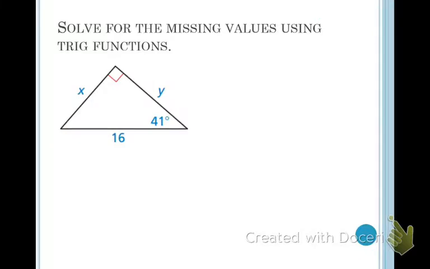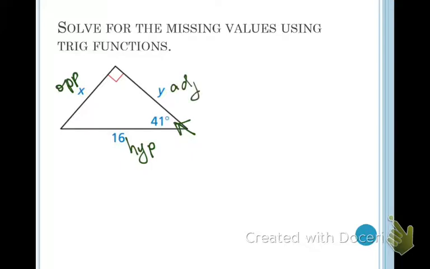Solve for the missing values using trig functions. So all of these sides are labeled x, y, 16, so we need to label all of them in comparison to 41. So which one of these is my opposite? X. And then which one's hypotenuse? And then y is adjacent.